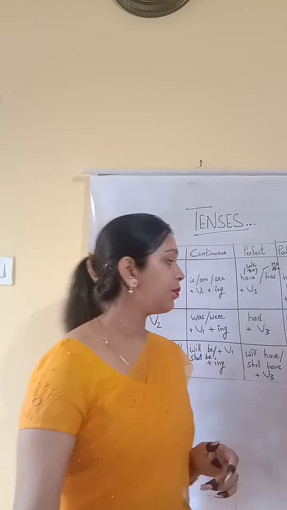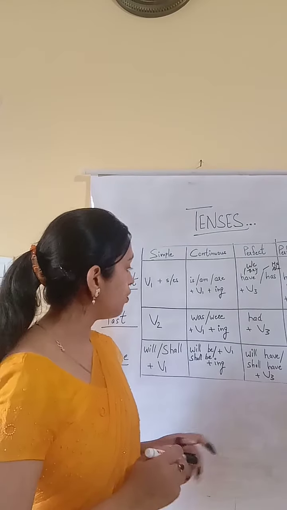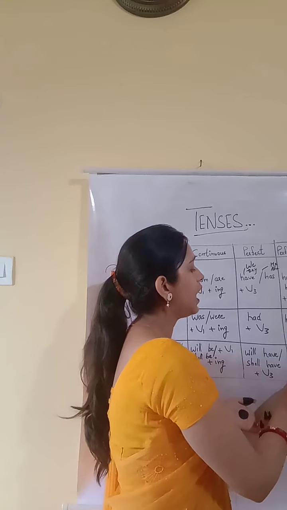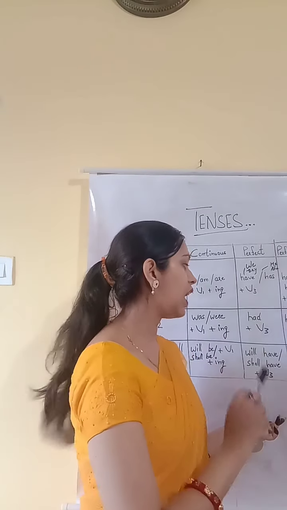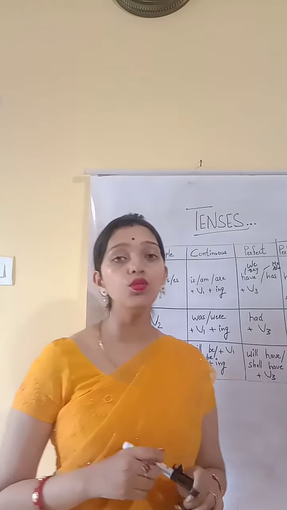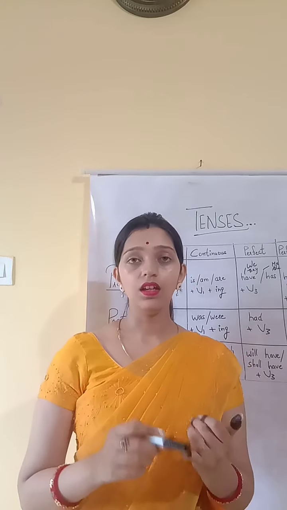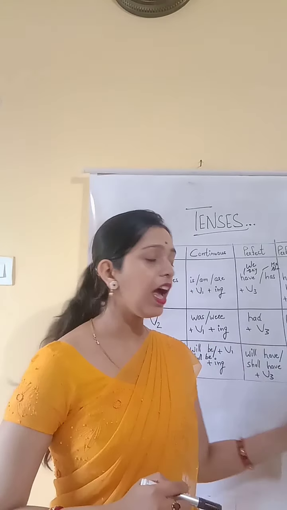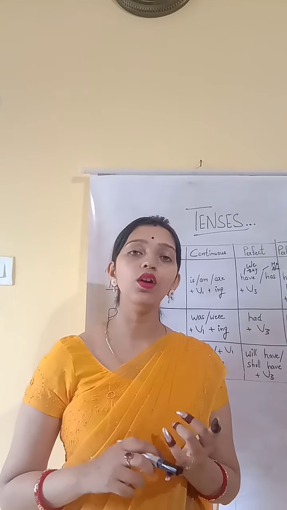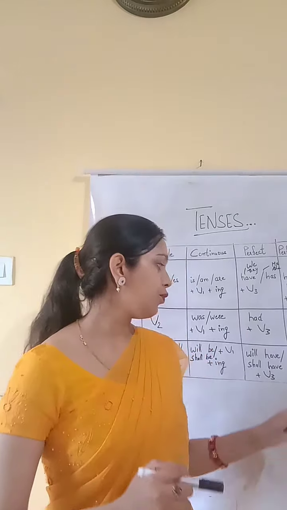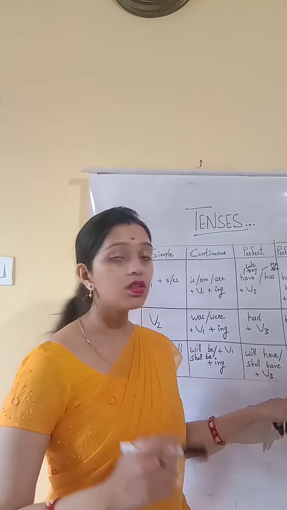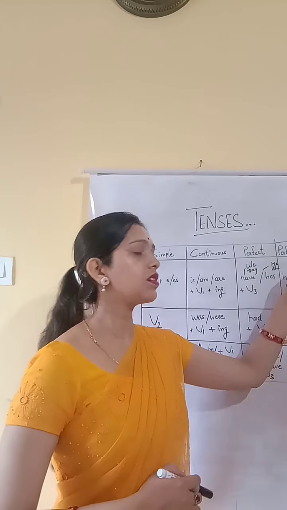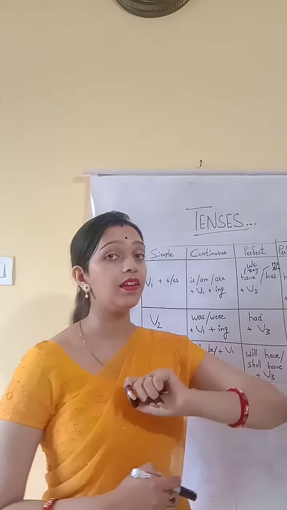Okay. So what do we use in future perfect continuous tense? Will have been or shall have been. So will have been will be used with he, she, it, they or any name, and shall have been we will use with I or we. And besides this we will use the first form of verb plus ing since it is continuous. Continuous is also given here.